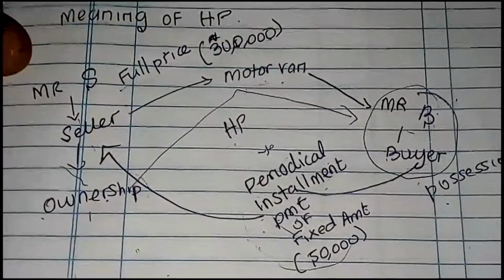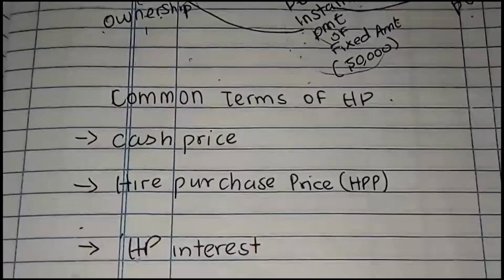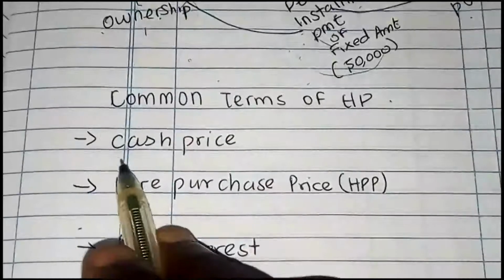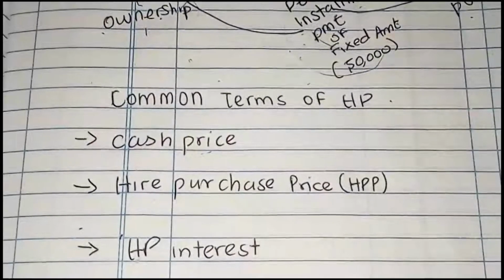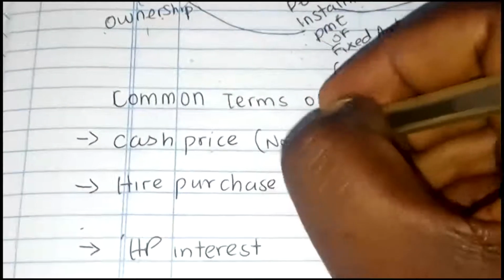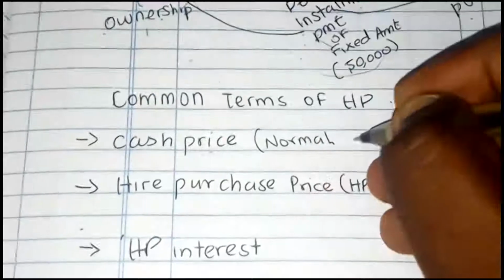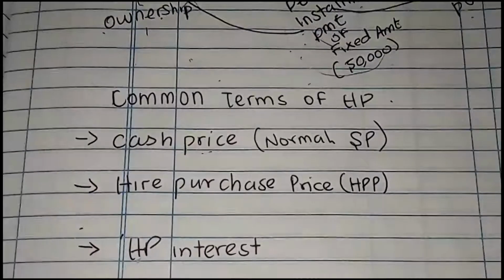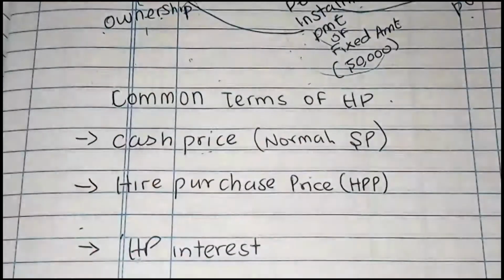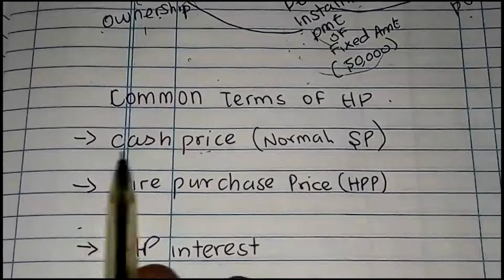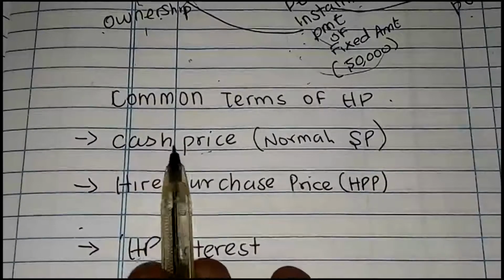All right, now let's look at the common terms of hire purchase. Number one, cash price. So what is cash price? It's nothing but the normal selling price, the price at which a product is to be sold. That is the selling price. So it's the normal selling price. That's what we call the cash price.